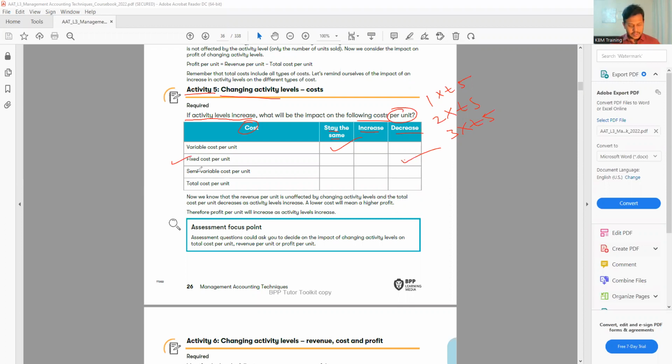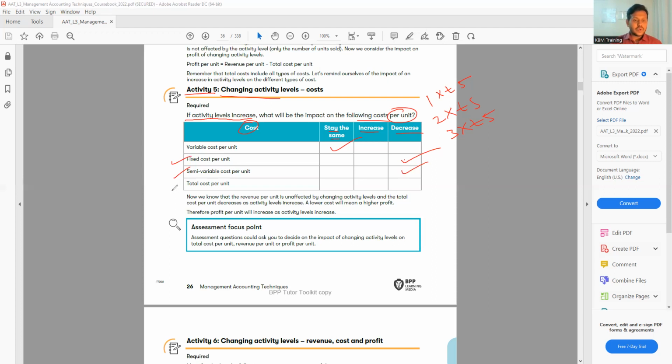Semi-variable cost per unit. Semi-variable means we have a fixed cost and a variable cost, both. So what will happen? Will it stay same, increase or decrease? Semi-variable cost per unit also decreases. Why? Because inside the semi-variable cost, we have a fixed cost as well. So if the fixed cost per unit decreases, that means the semi-variable cost per unit also decreases.